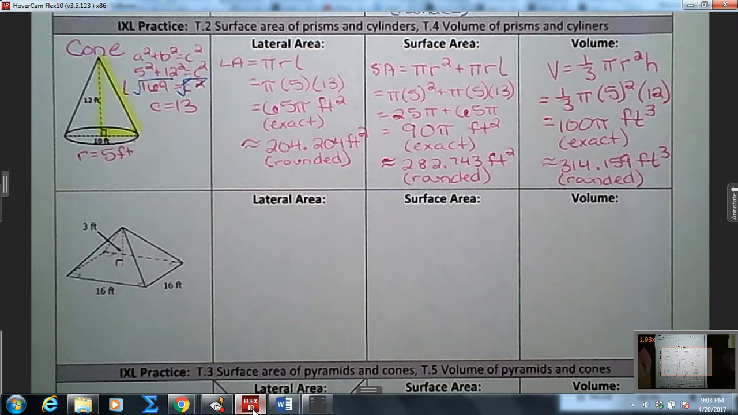Thank you for watching this demonstration about finding the lateral area, surface area, and volume of a cone. Our next video will be about this pyramid.